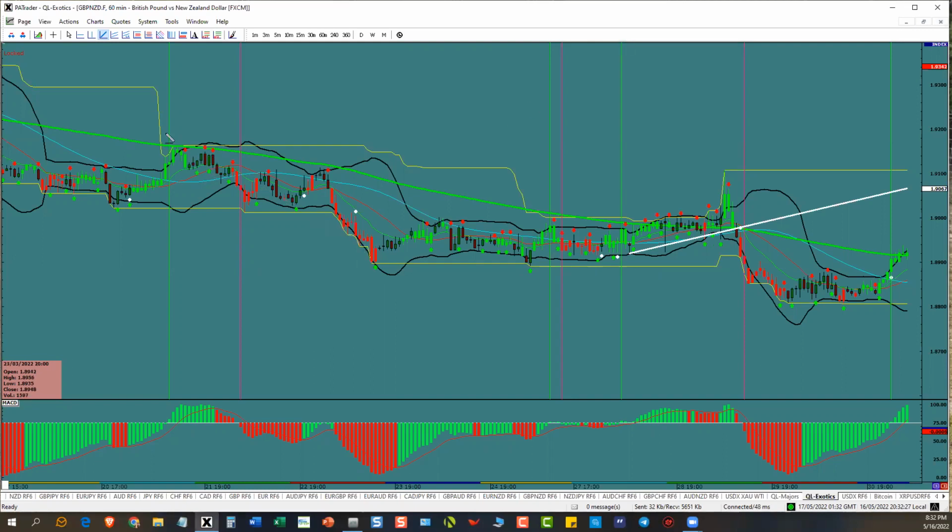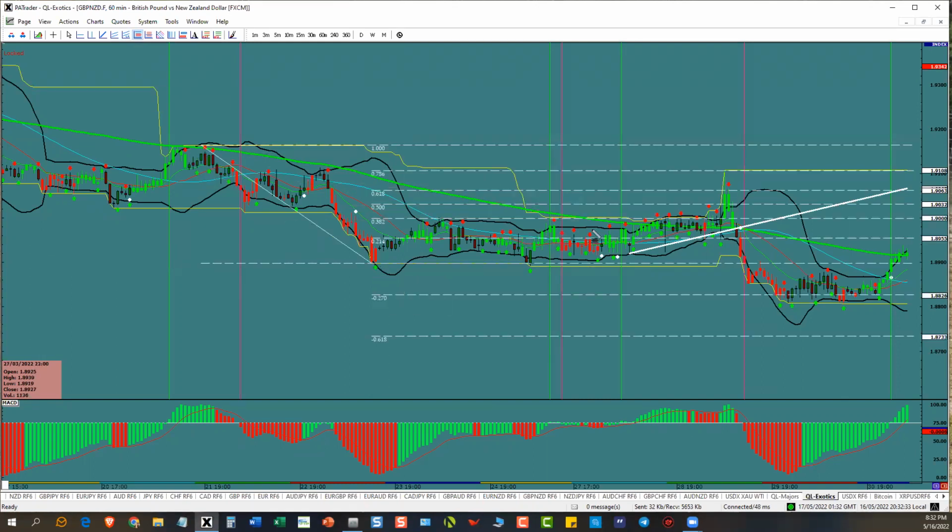All right, I go back here and fib it. You're going to constantly be doing this, folks. So get used to it. Fib it from the swing high to the swing low right there. And you can see 786. Do you think they knew where that was? Is there any doubt that they knew exactly where that was right there? To the pip, to the pip.